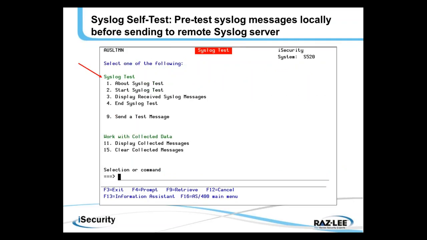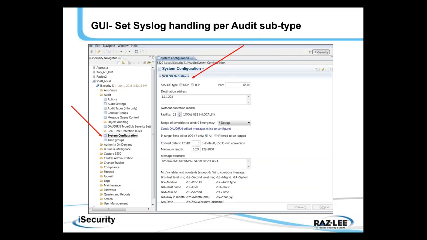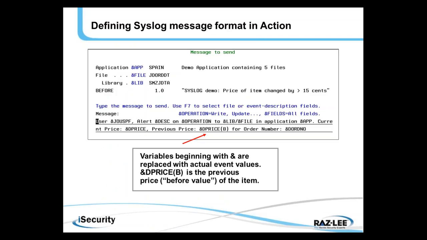I mentioned earlier the self-test capability. Again, very useful in order to perform problem determination, because oftentimes we think, or the customer thinks, they're sending the syslog message, but in fact it isn't being received at the other end. The self-test facility can neutralize one of the factors and make the testing a lot easier. Our iSecurity GUI also supports syslog definitions, as you see here. We saw this screen earlier: UDP, TCP, the IP address, facilities, the message structure, etc. All this is supported in the GUI as well.